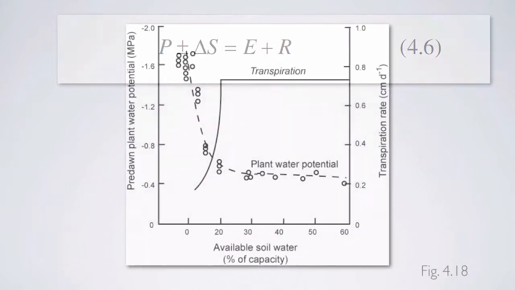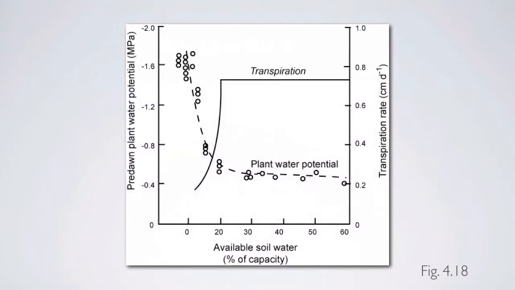The controls on these losses depend on a number of factors. One of those main losses is transpiration rates. On the x-axis, we have available soil water as a percent of capacity, and you can see that the higher numbers are here. So you start at 60%, and as you get drier, drier, drier, till you're at 0%. We have two y-axes here. The first is pre-dawn plant water potential, which is an index of water stress in the plants. And the next one is transpiration rate.